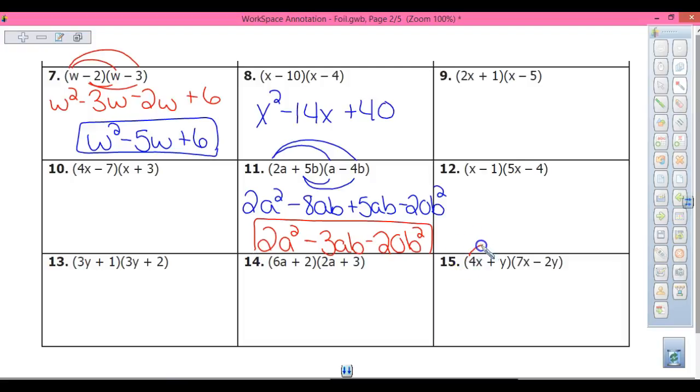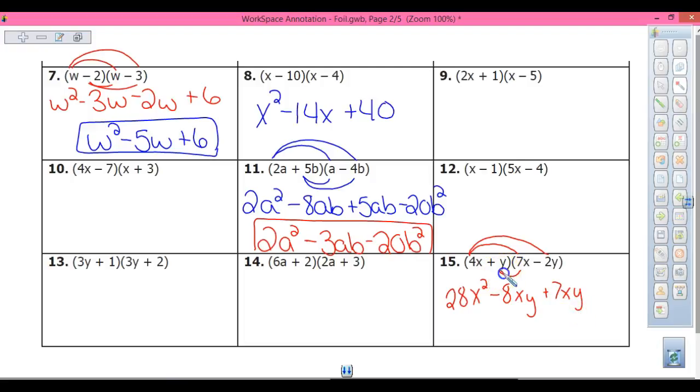Okay, so when I've got 4x times 7x, I get, all right, so 28x squared. And then, easy, what do I get when I take 4x times negative 2y? Negative 8xy, good. Okay, Kuma, what do I get when I take y times 7x? Good, plus 7xy.